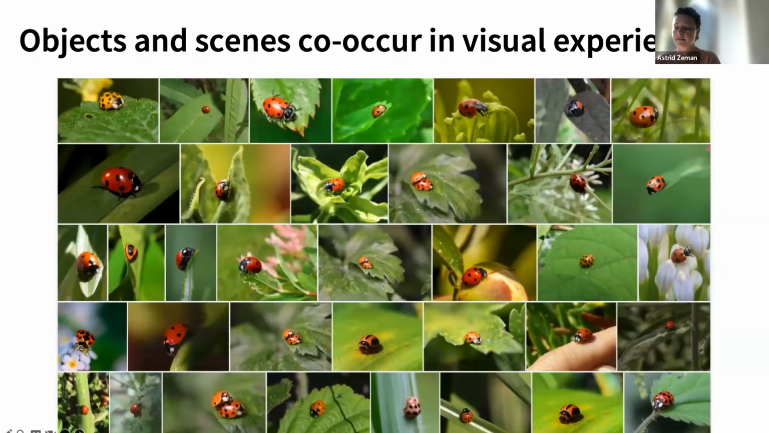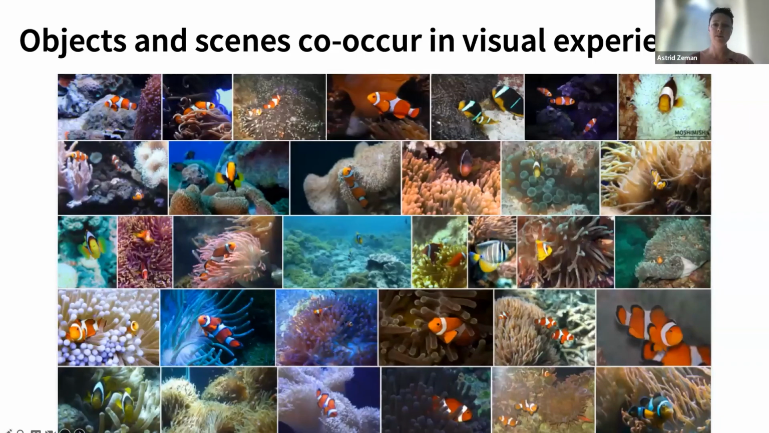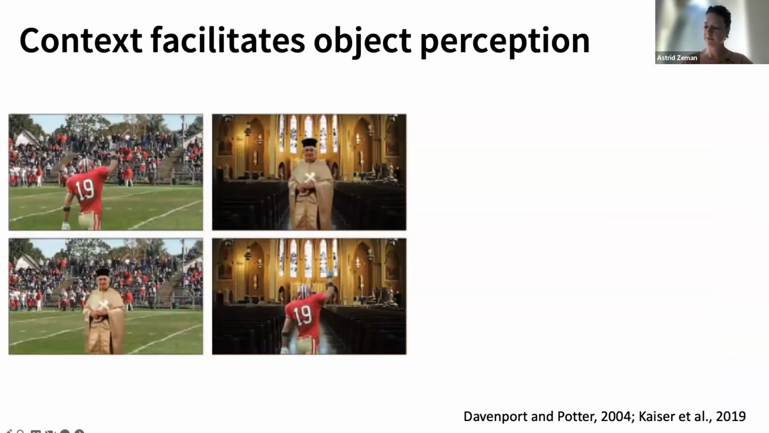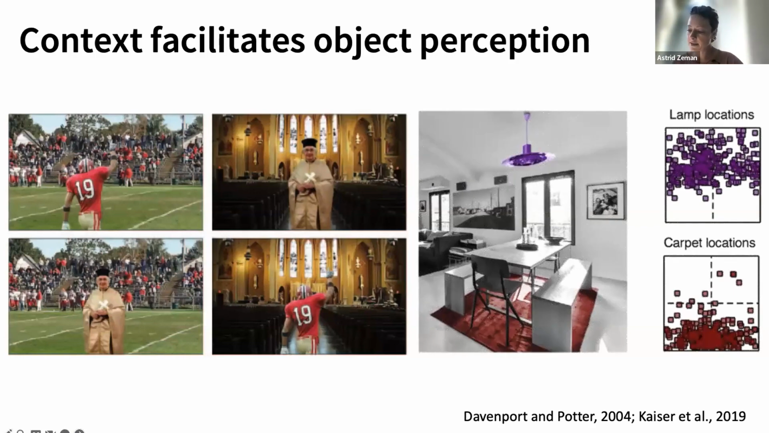Objects and scenes co-occur in our visual experience, as you can see in these examples. And we know that this can facilitate object recognition when an object is placed on a congruent background. There is also neural evidence for this congruency when it comes to the location of an object in a scene. This suggests that there might be an interaction between objects and scenes within our visual hierarchy.